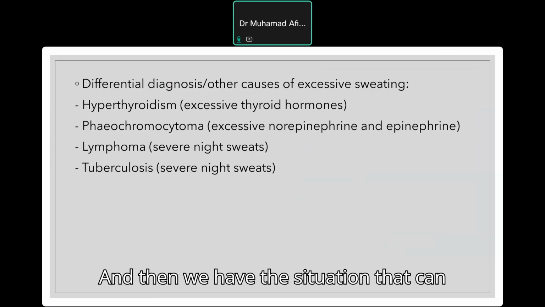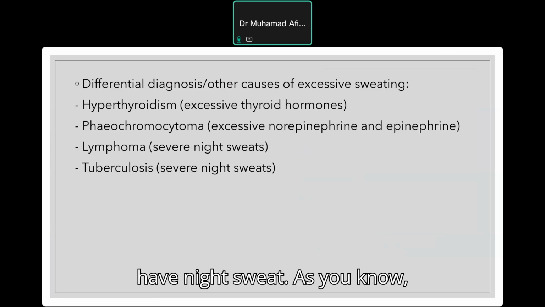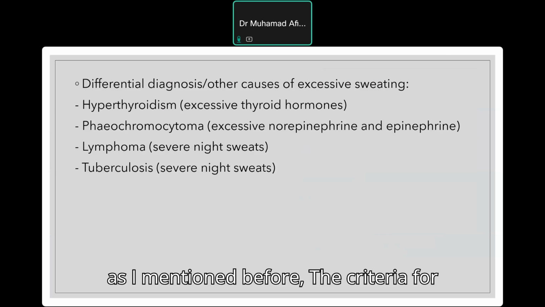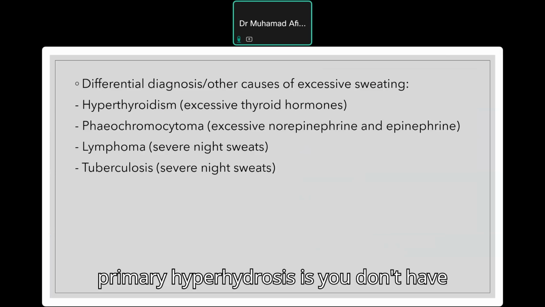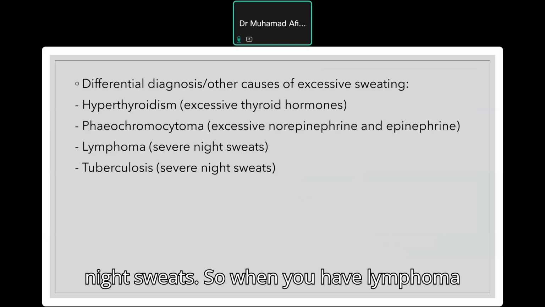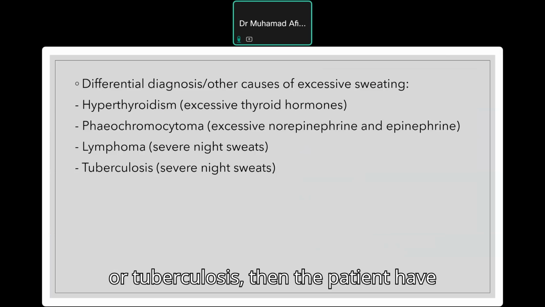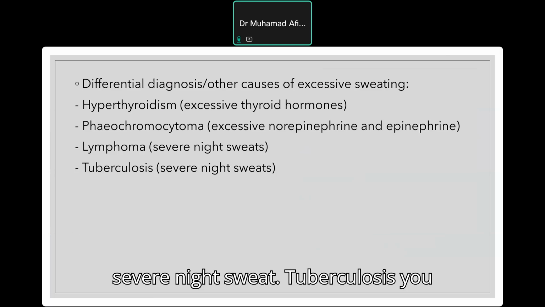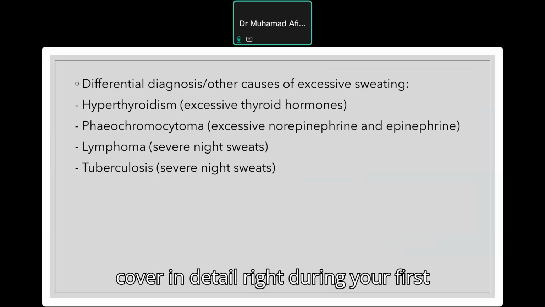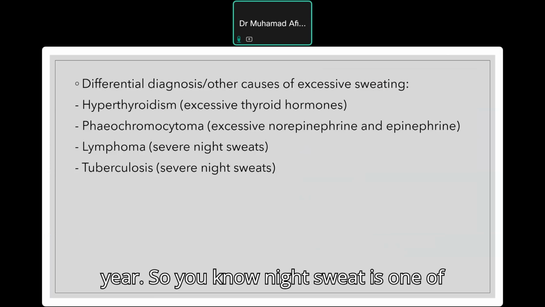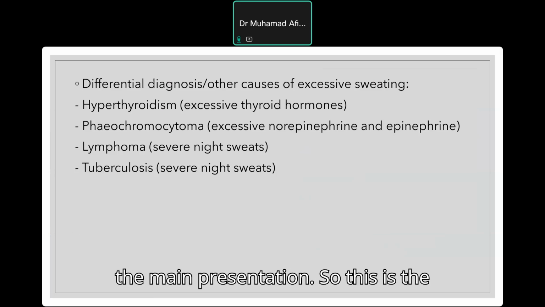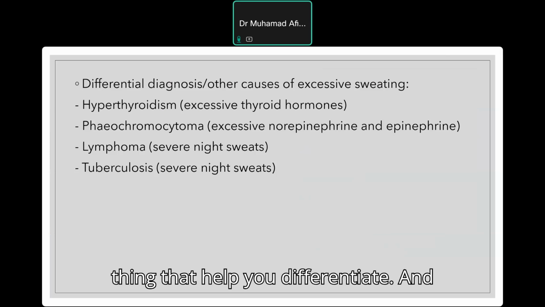And then we have the situation that can have night sweat. As I mentioned before, the criteria for primary hyperhidrosis is you don't have night sweats. So when you have lymphoma or tuberculosis, then the patient has severe night sweat. Tuberculosis you covered in detail, right, during your first year. So you know night sweat is one of the main presentations. So this is the thing that helps you differentiate.